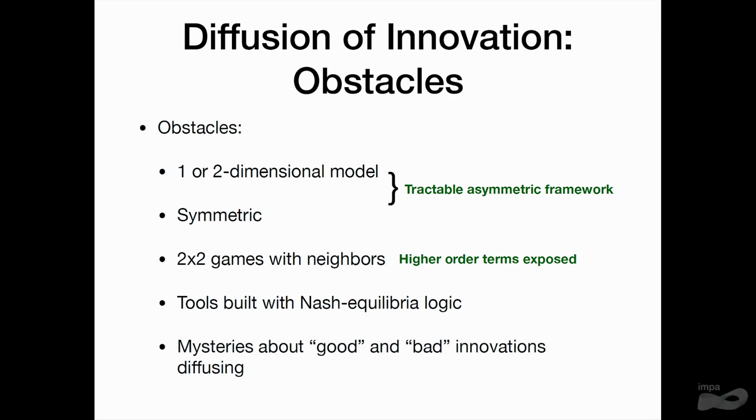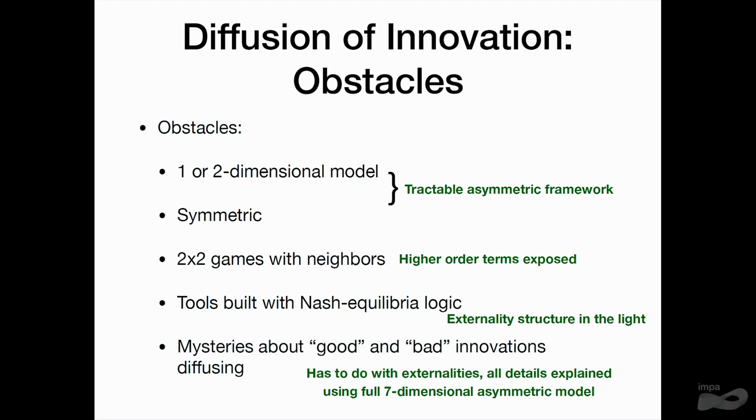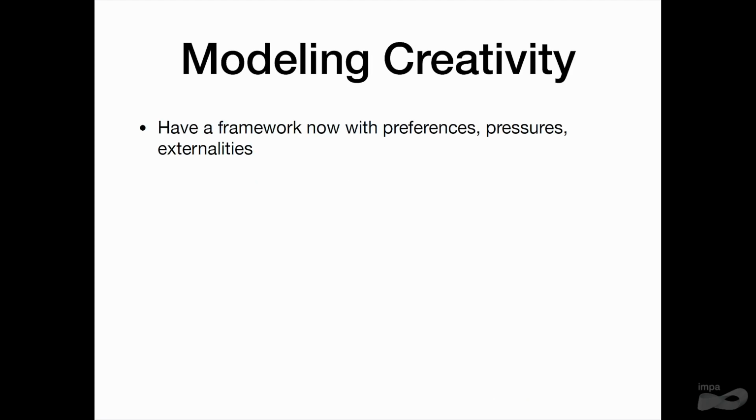Another thing is that commonly it's just 2x2 games with neighbors, but now higher order terms are there. We know where they are. We know what they do. A lot of common tools are built using Nash equilibria logic, but now the externality structure is in the light, so we can use that too. And we know when it's not being used. And these mysteries that were present about good and bad innovations diffusing have to do with the externalities. And all details are now explained using the full asymmetric model.